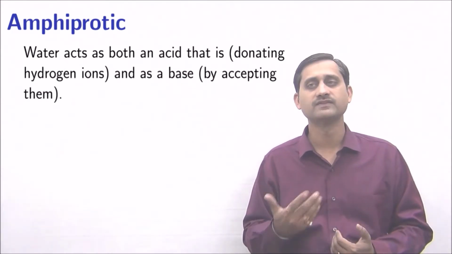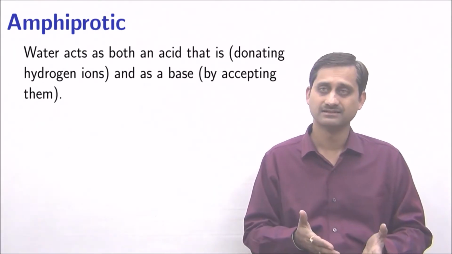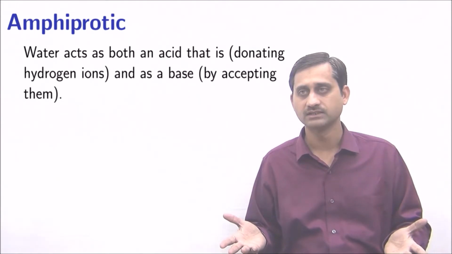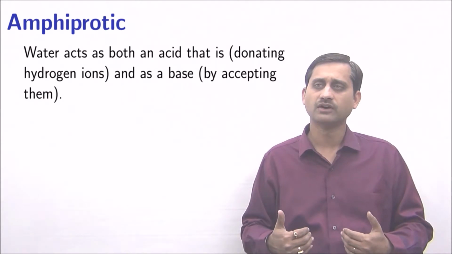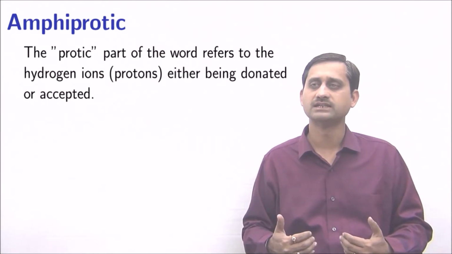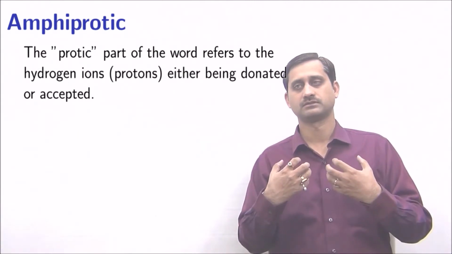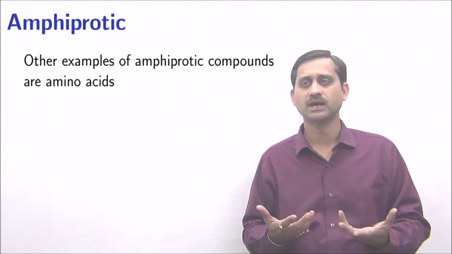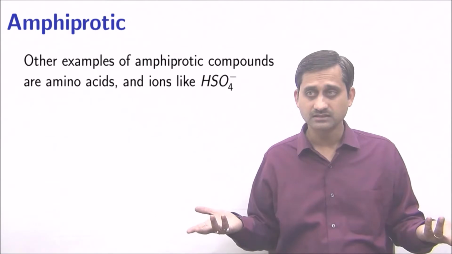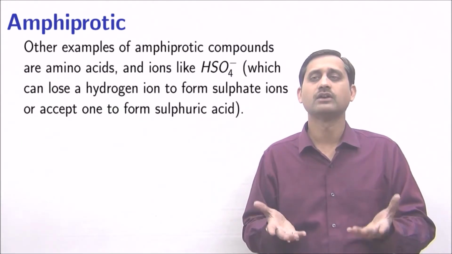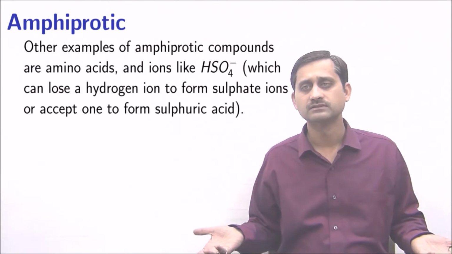Water is a good example of such a compound. The water acts as both an acid, that is donating hydrogen ions, and as a base by accepting them. The protic part of the word refers to the hydrogen ions, protons, either being donated or accepted. Other examples of amphiprotic compounds are amino acids, ions like HSO4-, which can lose a hydrogen ion to form sulfate ion, or accept one to form sulfuric acid.